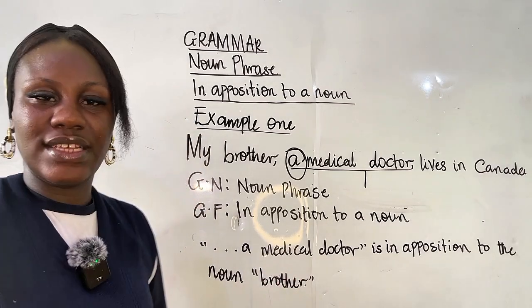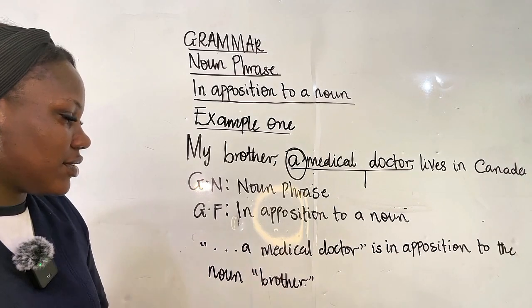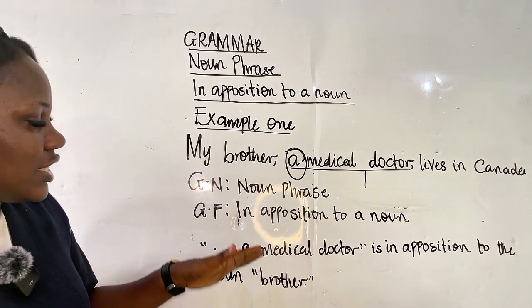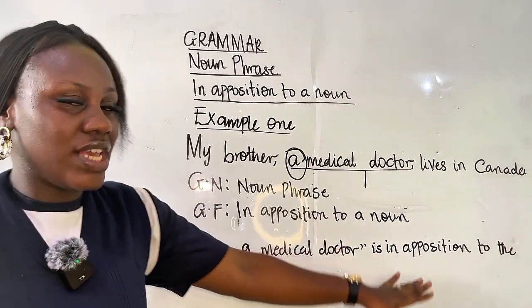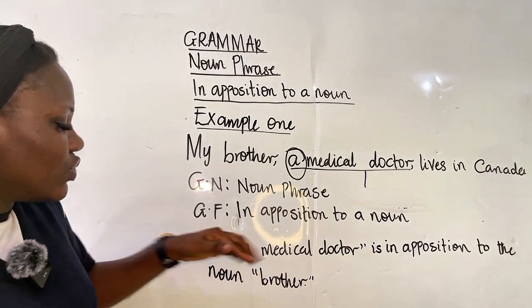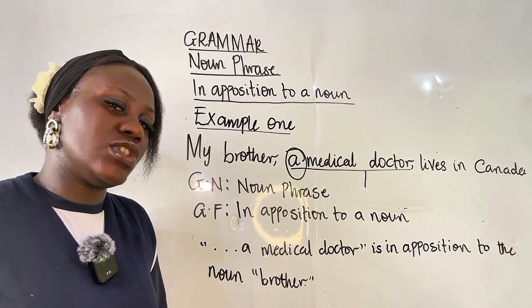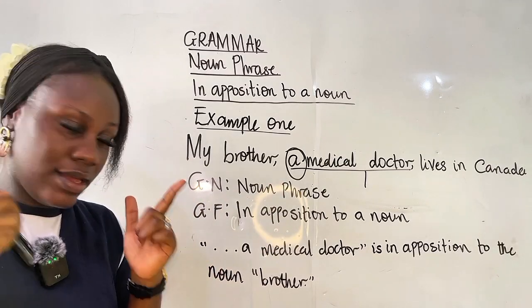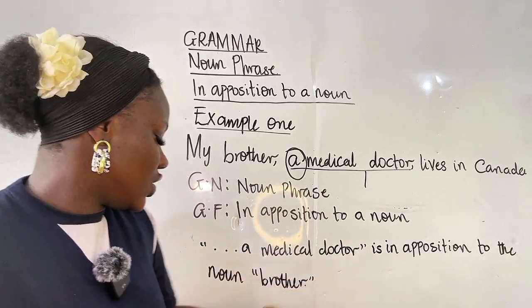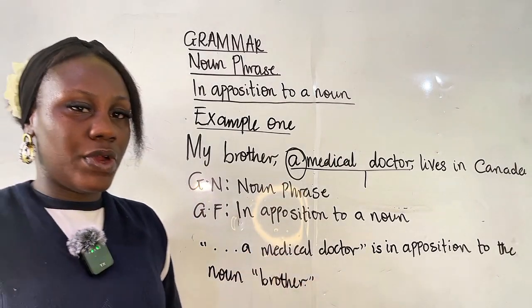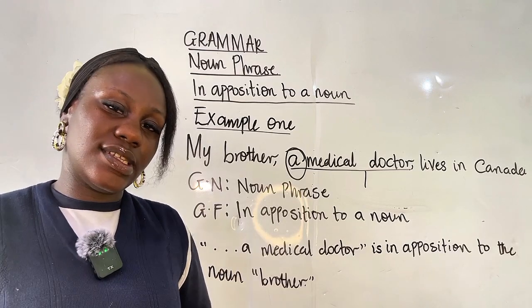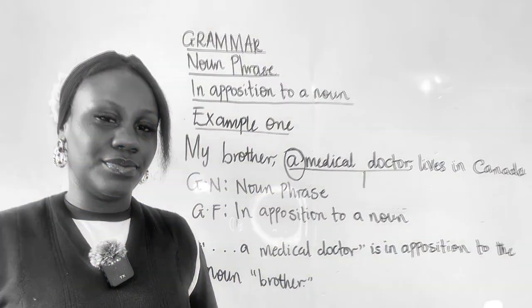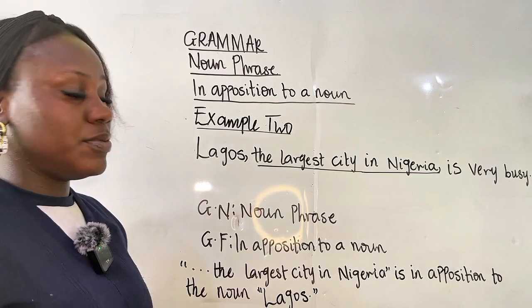This is how to state your grammatical name and grammatical function. So the grammatical function is in apposition to a noun. And then you state how it is in apposition to a noun. A medical doctor, in quotation mark, is in apposition to the noun brother. Let's look at the second example. Now let's look at the second example on the board.